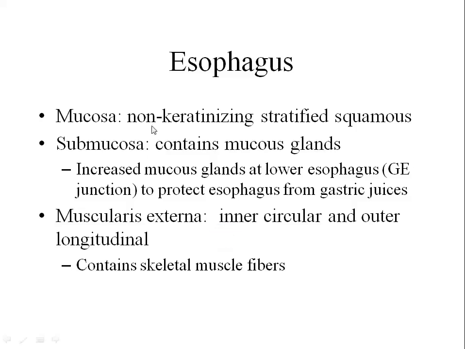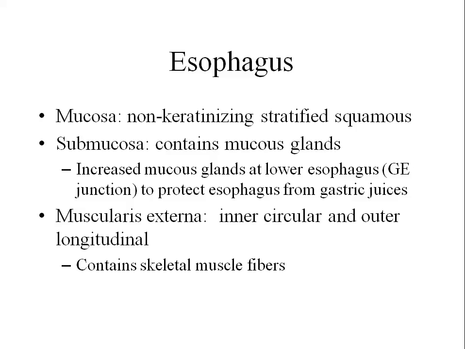The esophagus contains a mucosa which is a non-keratinized stratified squamous epithelial layer. The submucosal layer contains mucus glands, which increase at the lower esophagus to protect the esophagus from gastric juice. Now the stomach is full of gastric juice, which is absent in the esophagus, and the epithelial layer in the esophagus is stratified squamous epithelial.